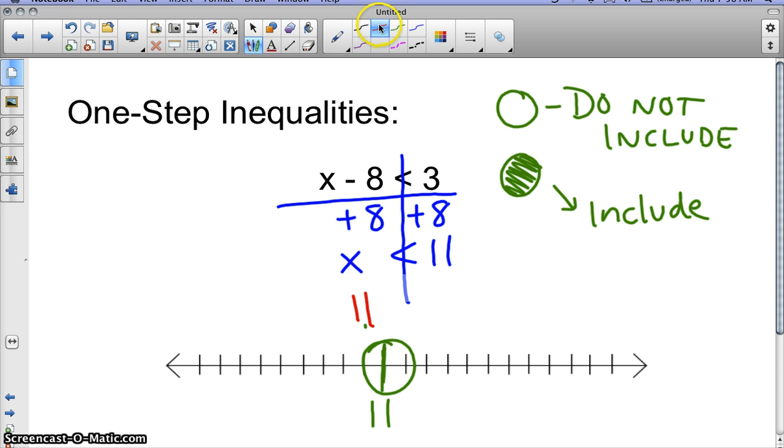There we go. Is 11 less than 11? Is it? Well, the answer is no. 11 is not less than 11. 11 is equal to 11. So since that is a false statement, we do not include that number.